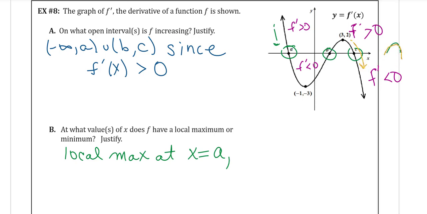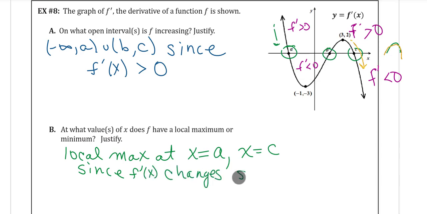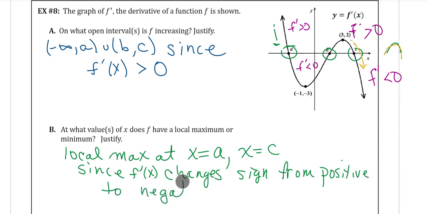And the other local max is at x equals c, and the reasoning is, since f prime of x changes sign from positive to negative. Okay?